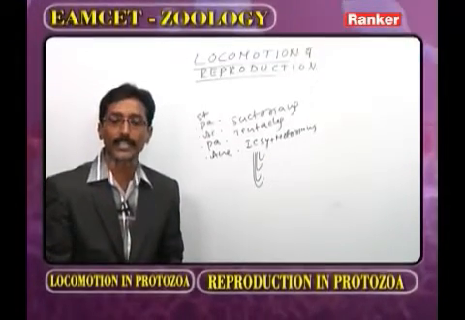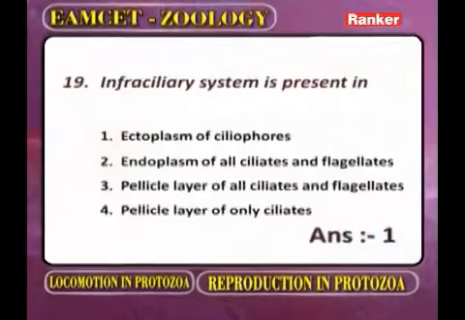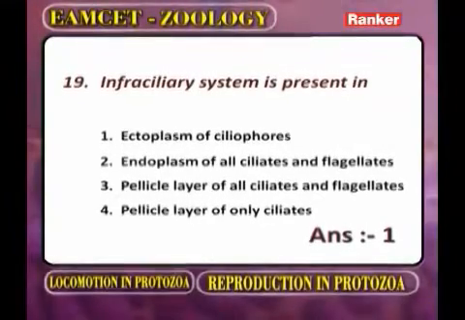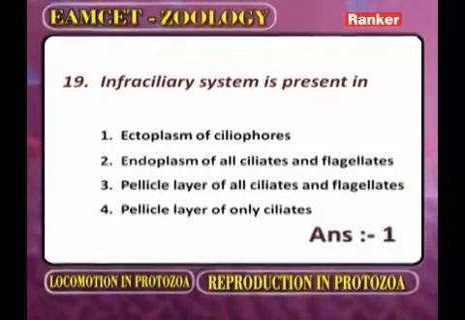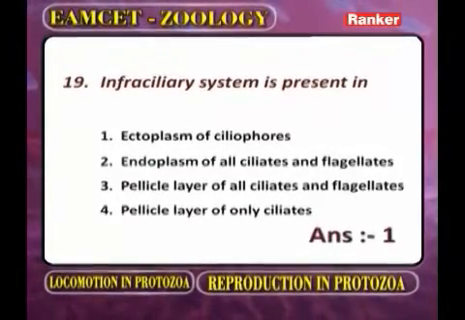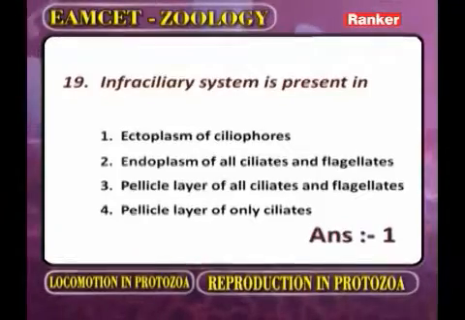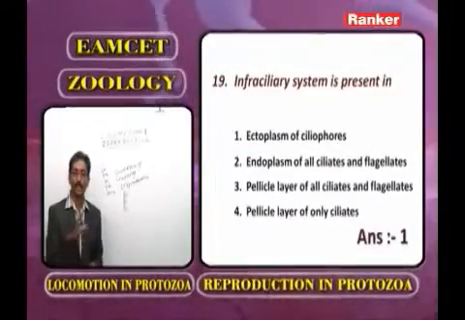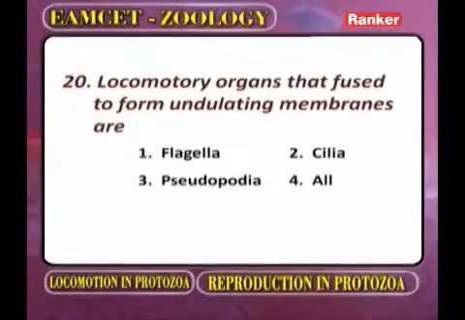The infraciliary system. Now, the infraciliary system is present in the ectoplasm of ciliophorans, the endoplasm of all ciliates and flagellates, the pellicle layer of all ciliates and flagellates, or the pellicle layer of only ciliates. Second, third and fourth are eliminated. The correct answer for this question is only the first one, ectoplasm of ciliates. Now move to the next question.